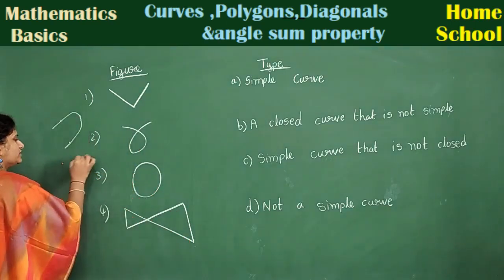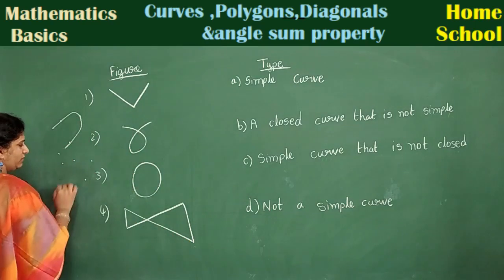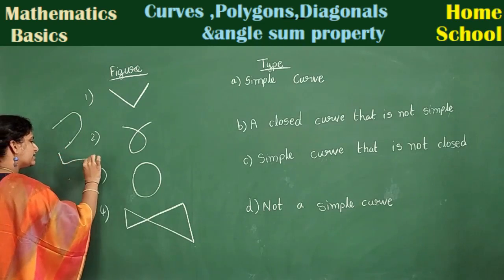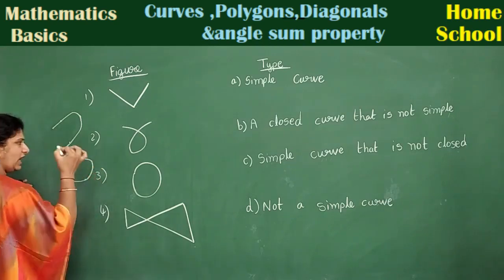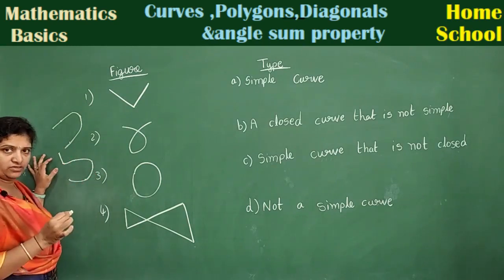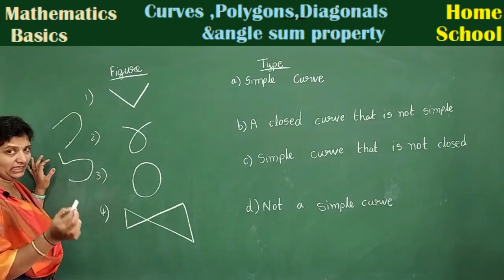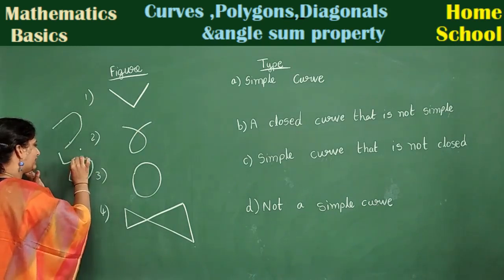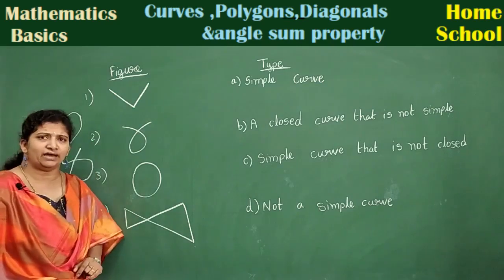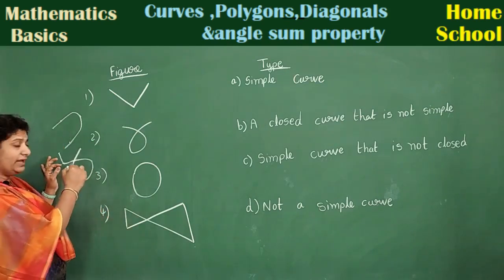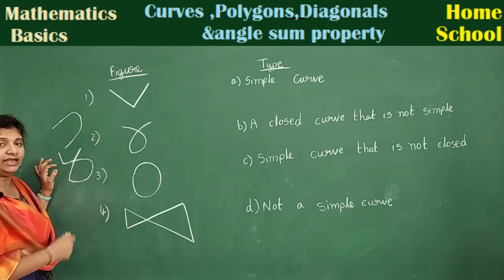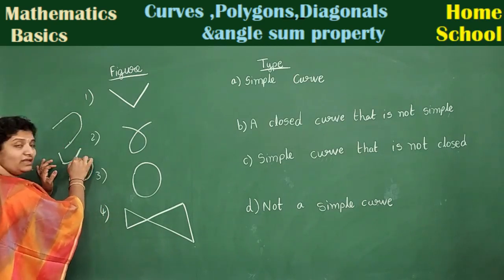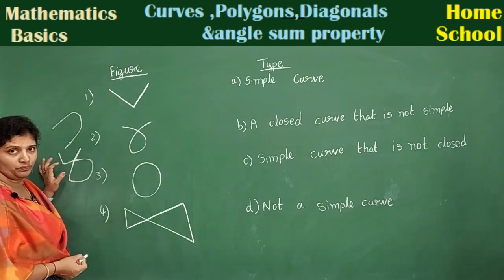And one more. Suppose I take it like this or like this. Here you can see carefully. If I join without lifting the chalk piece, I have drawn this. Right? This is also a plane curve. Now if I try to join one more point like this, what has happened? I have retraced the line. Retracing the line means this line is again touching the line which I have drawn before.